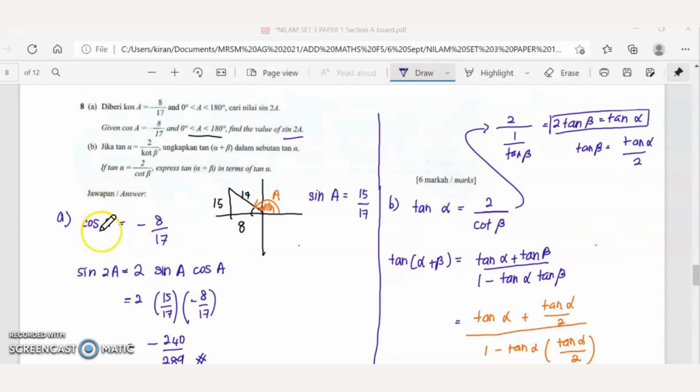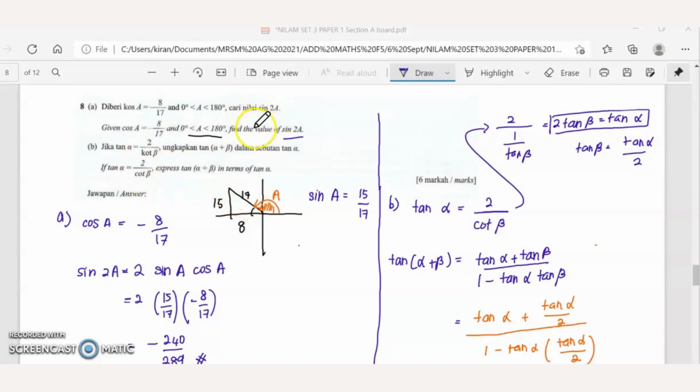Question number 8a, given that cos A is equal to negative 8 over 17. So negative, okay. So lepas tu dia bagi pula angle A adalah antara 0 sampai 180, which means that first and second quadrant only. So we know that second quadrant cos is negative. So we look at this triangle here. Okay, so inilah angle A tu sebab dia negatif kat sini. So jadi kat sini ialah 8 over 17.